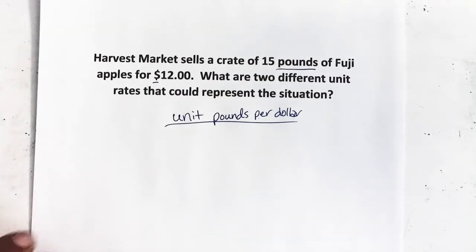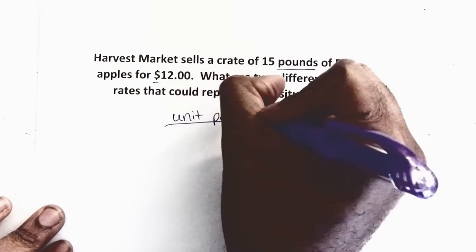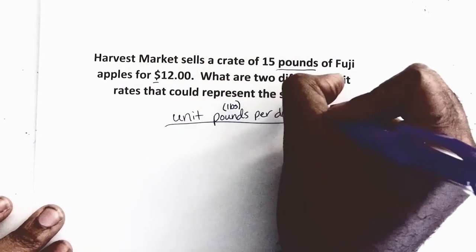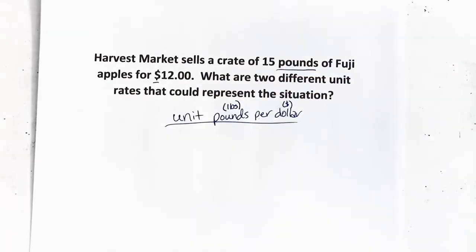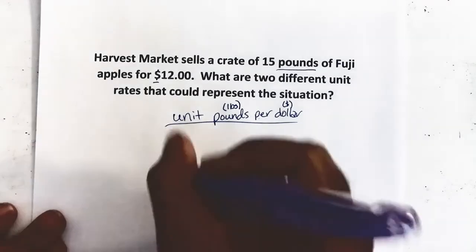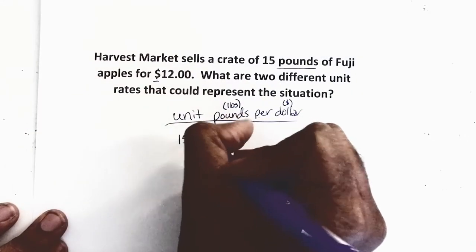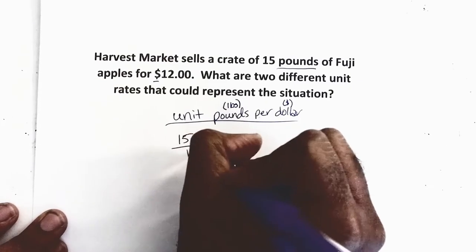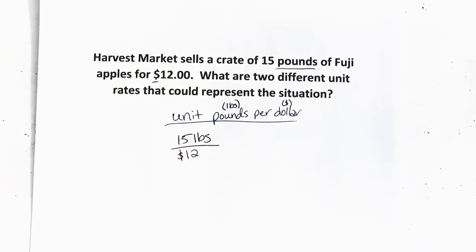So for pounds, we're going to use the abbreviation, and for dollars, we'll use the dollar symbol. So always make sure your units are present. So we know we started out with 15 pounds to $12. To find the unit rate per dollar, we need to get a dollar in the denominator. What can we divide 12 by to get a dollar?